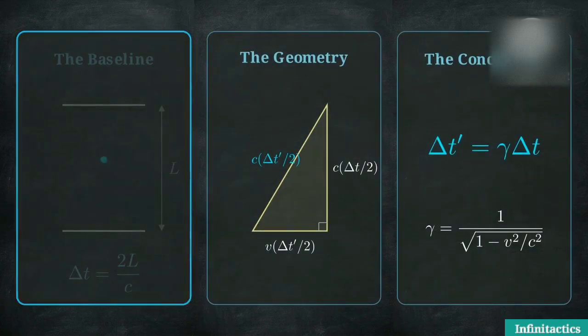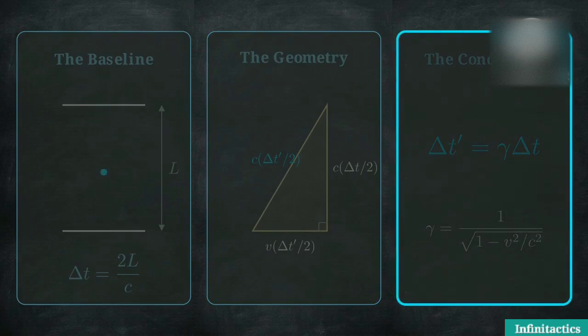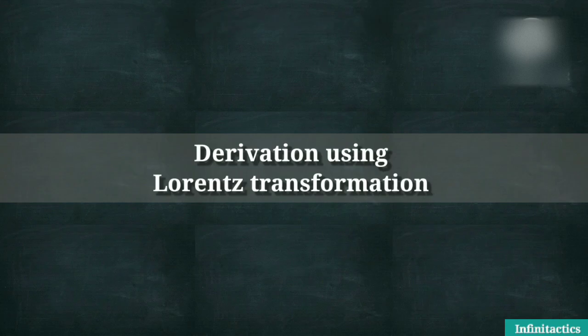We defined how a stationary clock measures time, mapped the elongated geometry of a moving clock, and solved the algebra to prove that for any moving object, time itself must strictly pass more slowly.